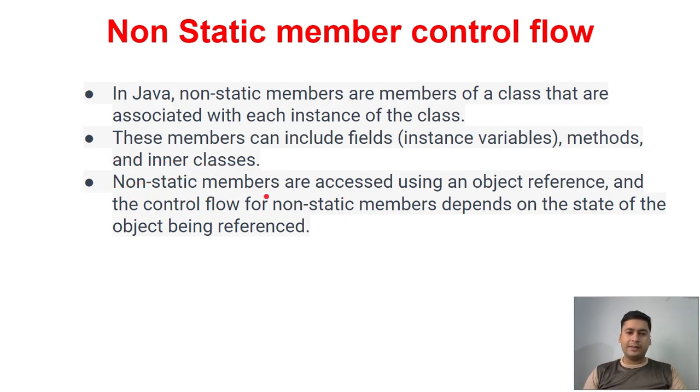Non-static members are accessed in a particular way. For example, if you have created a method which is non-static, then to access that method we need an object reference, and only then can you call it. The control flow of non-static members depends on the state of the object being referenced. Also keep in mind that the objects we have created are referenced through reference variables, and the state depends on that.